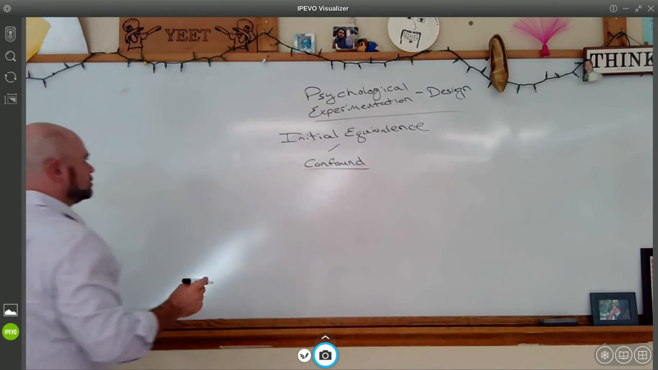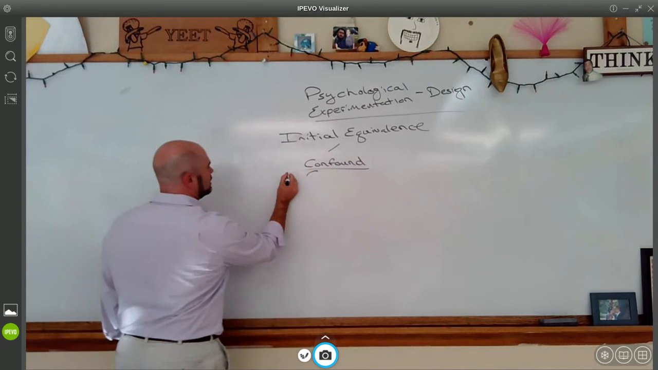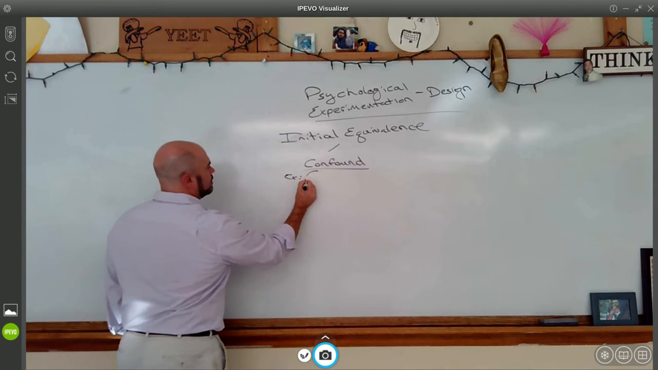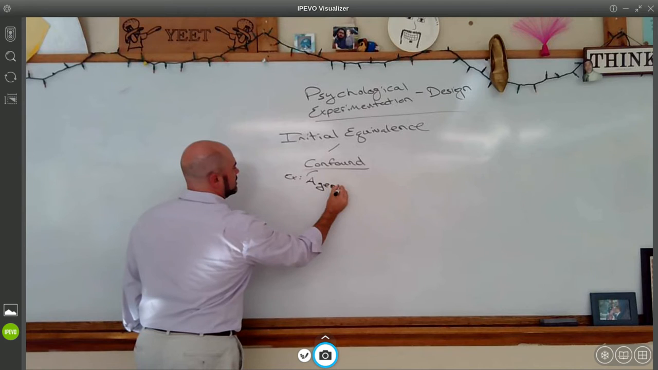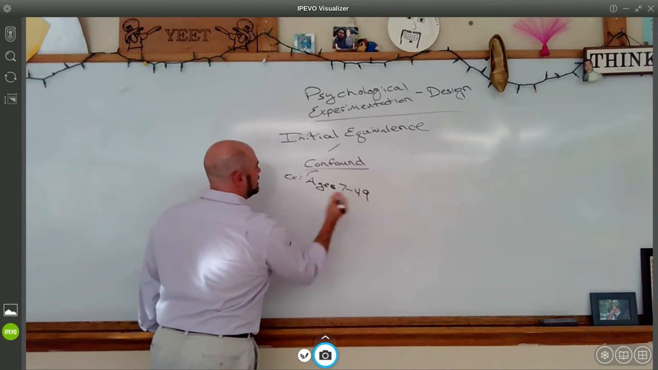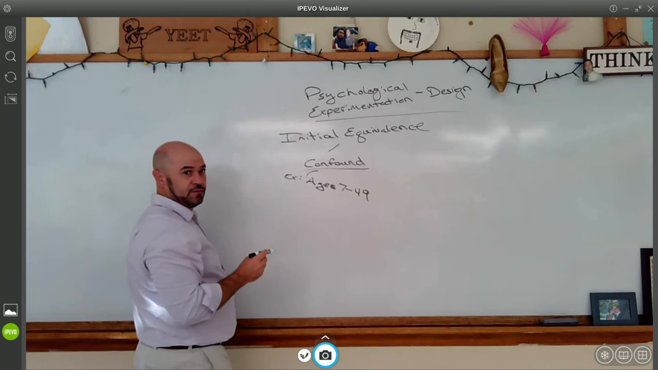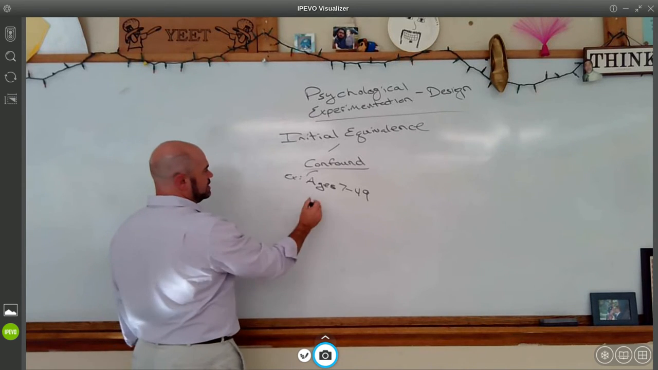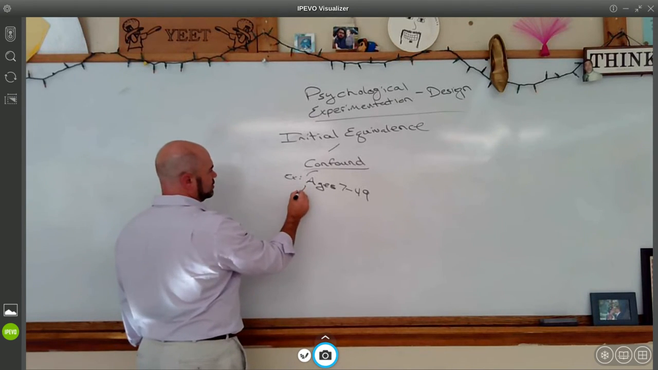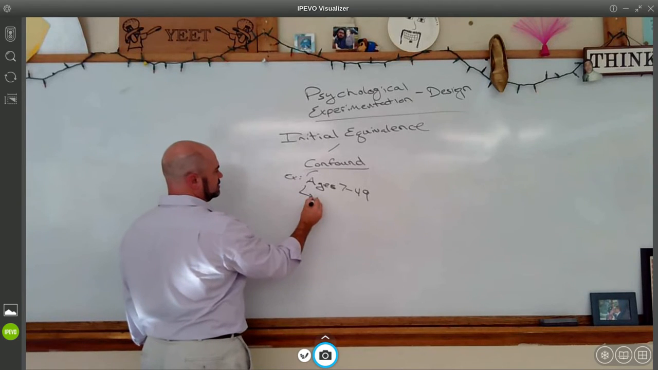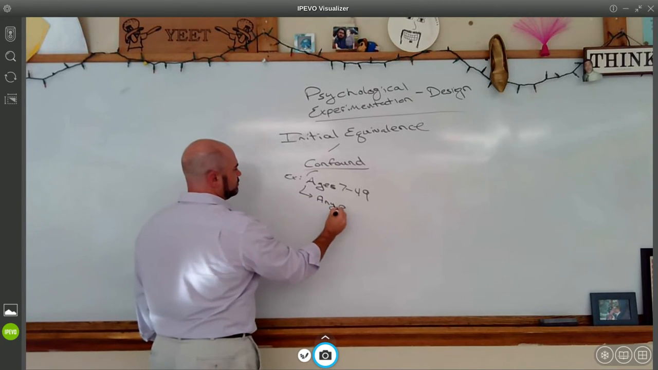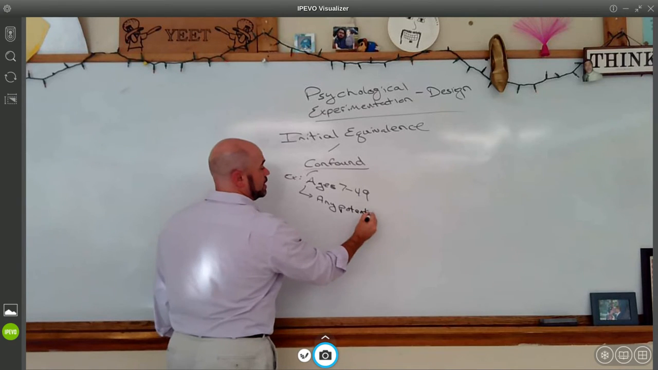Just as an example, if we're to do ages 7 to 49 in our experiment, this would be confound. This would not be sort of logically appropriate because then any potential findings could be chalked up to age.